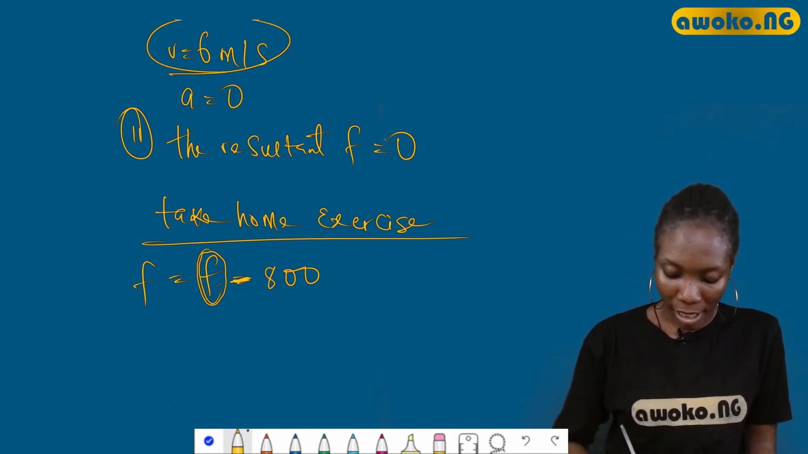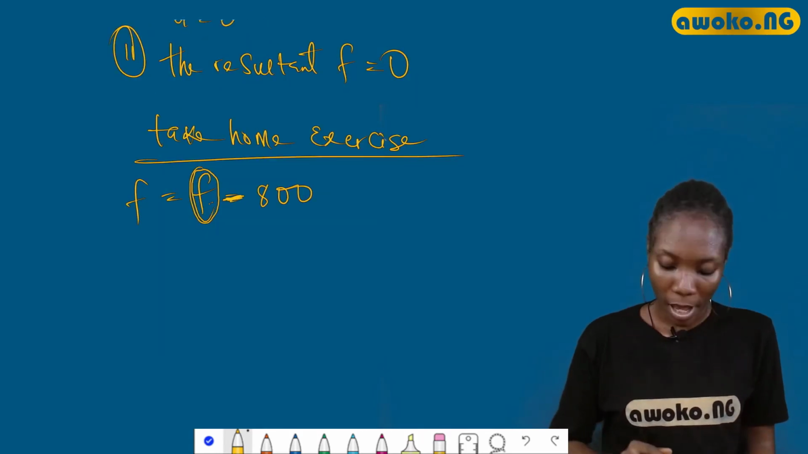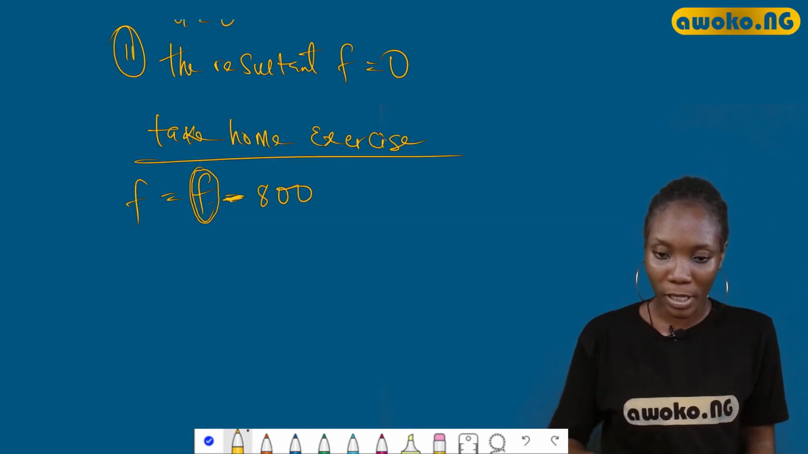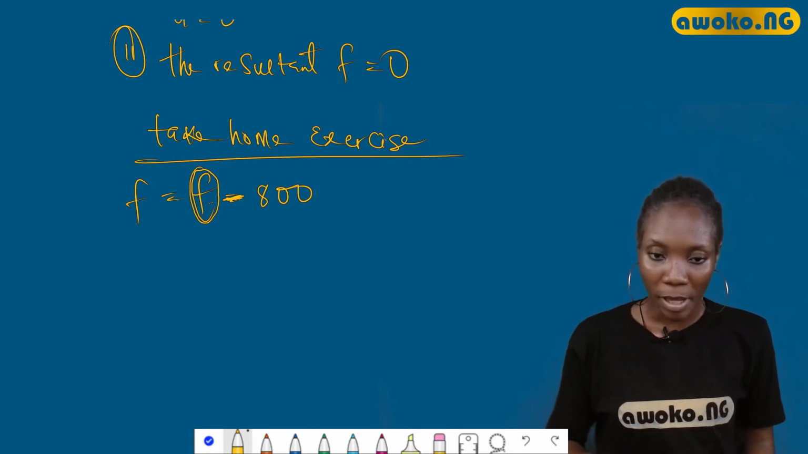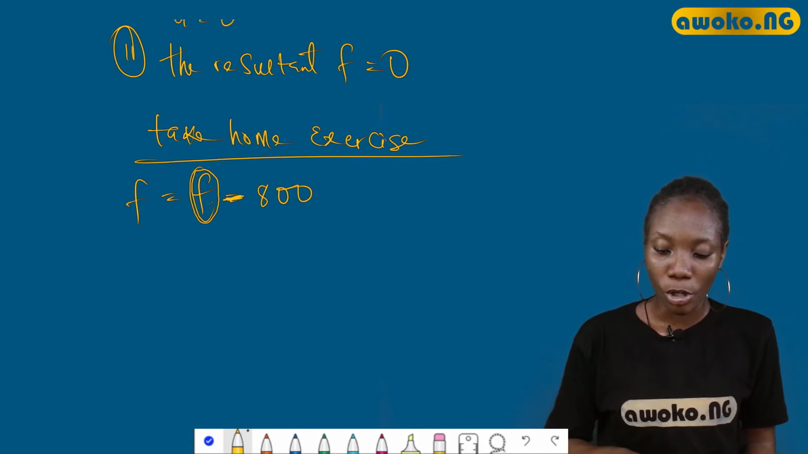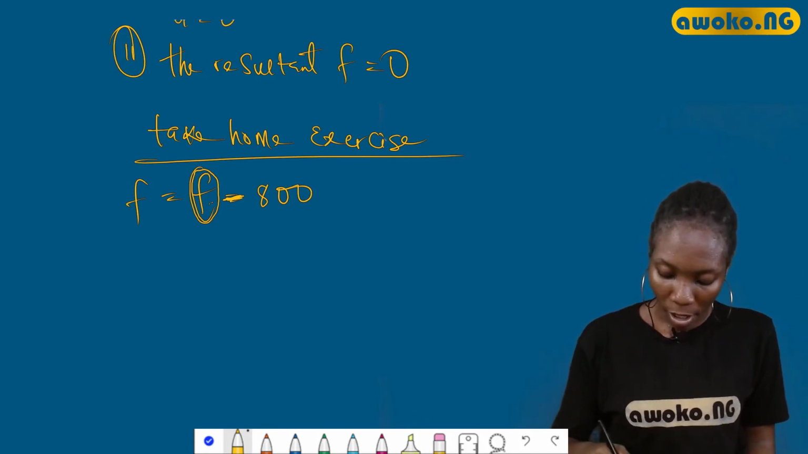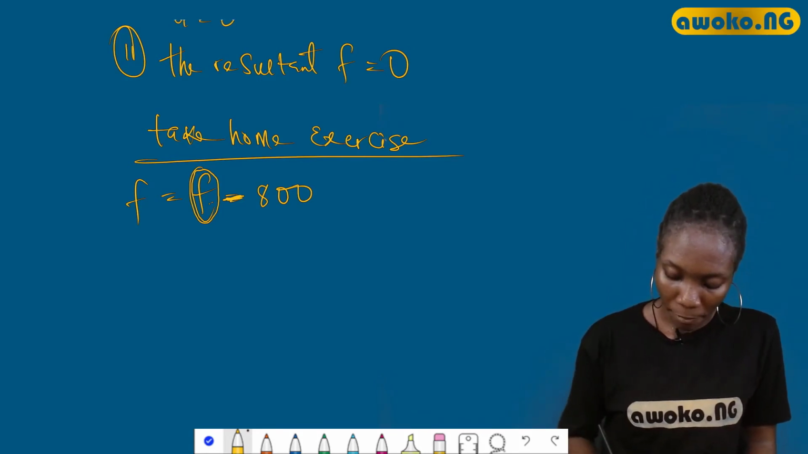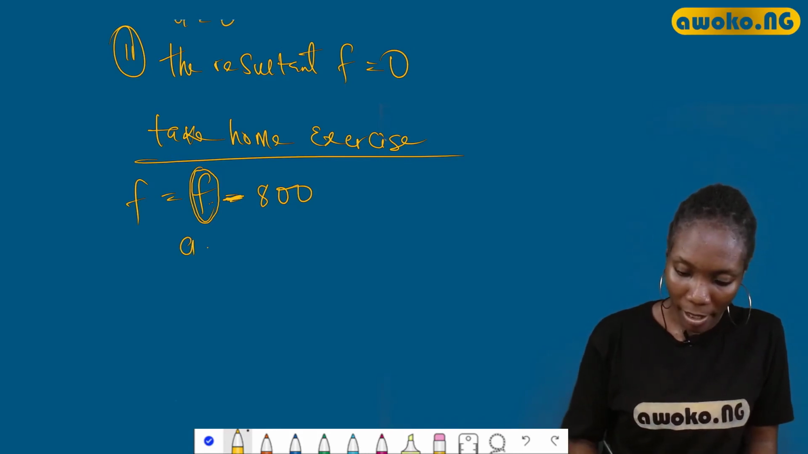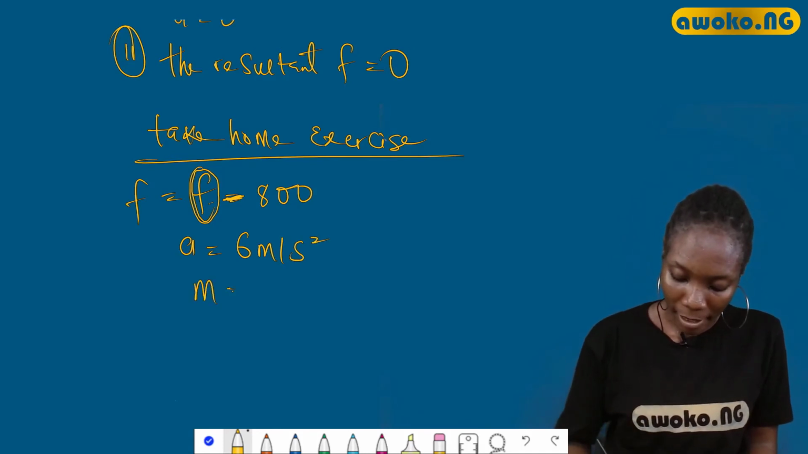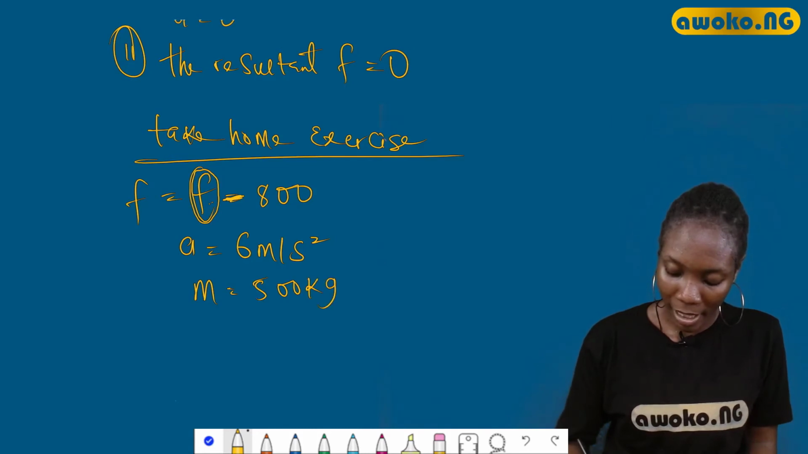I don't know if you took that down. I don't know if you got that. Rush, did you get that? Yes. I think the question is not even complete. Let me take it again, because we're only given the resultant force. So we have to find the force. We need other parameters, right? So find the resultant force if acceleration a is 6 meters per second squared and if the mass is 500 kilograms.